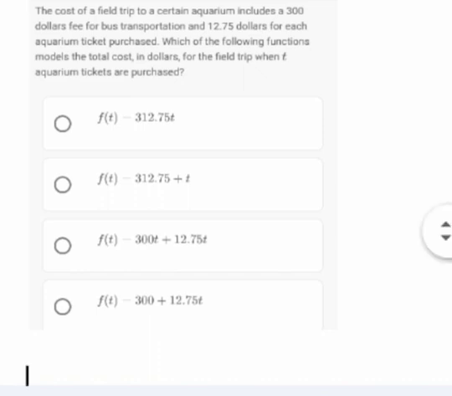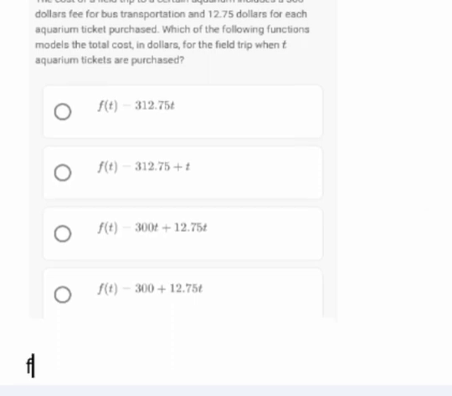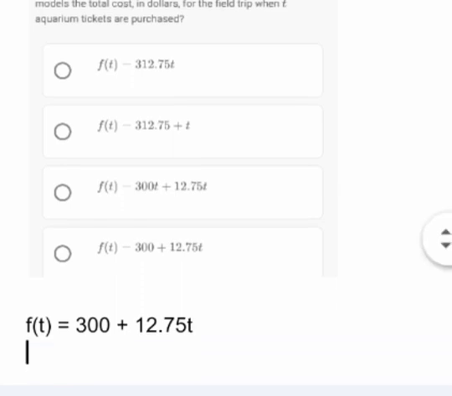If tickets are bought, then the cost of the tickets will be $12.75 times T tickets. So the total cost will be f of T equals $300, which is the cost for the bus transportation, plus 12.75 times the number of tickets bought, which is T. So the correct option is the fourth option, option D.